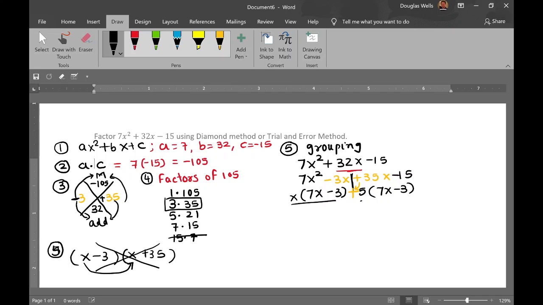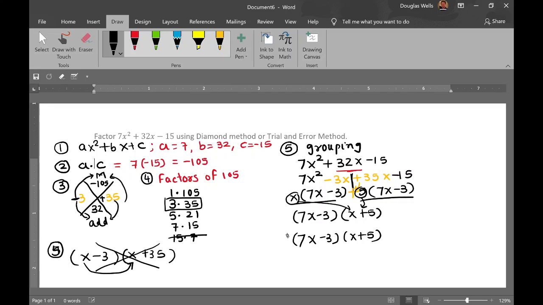Now we have two terms. Both terms have 7x minus 3 as a GCF. So we pull that out as a GCF. My remaining terms are x here and positive 5 here. So this goes right here, and this is my answer to this particular question.